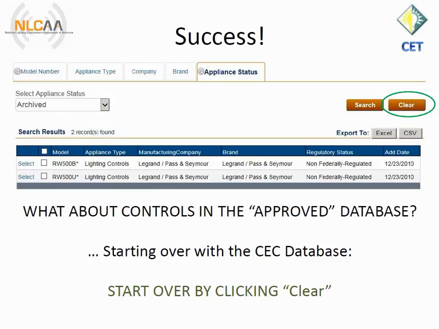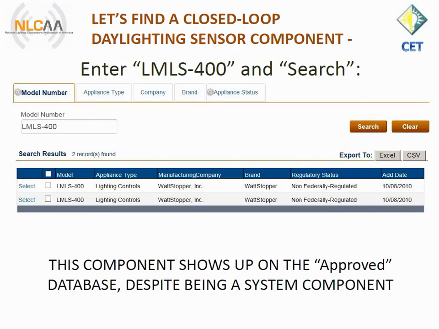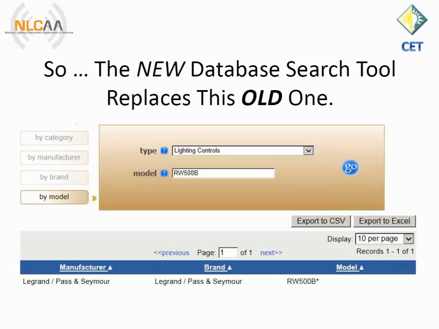Okay? So that is the way it goes with the new database search tool. If you are looking up newer things, such as this component of a daylighting system, you can find it in the approved database. So this new database search tool replaces the old one.